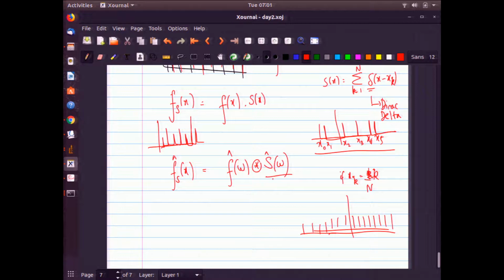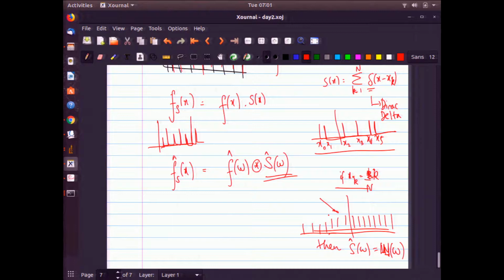So S hat of omega, if this is the case, then S hat of omega equals a Shah function of omega, which means that you will get back the same type of function for S hat. And again, you can go and read about this. It's a well-known thing. It's easy to derive as well. But the distance changes, right? So this is x that has omega as the domain.